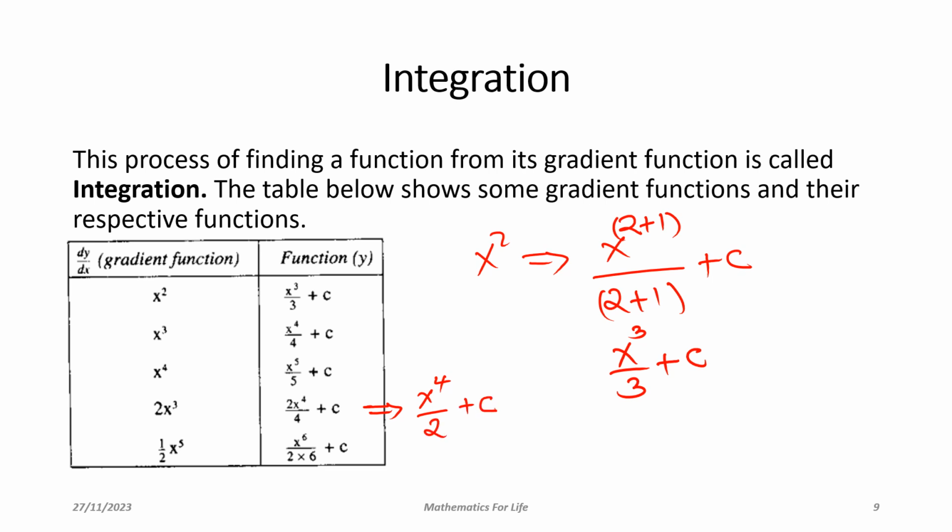And then lastly, I have x to power 5. We increase the power of x by 1, giving us x to power 6. We divide by the same power 6, and that will give us x to power 6 over 2 times 6 plus the arbitrary constant c. Again, this can simplify to x to power 6 over 12 plus c.